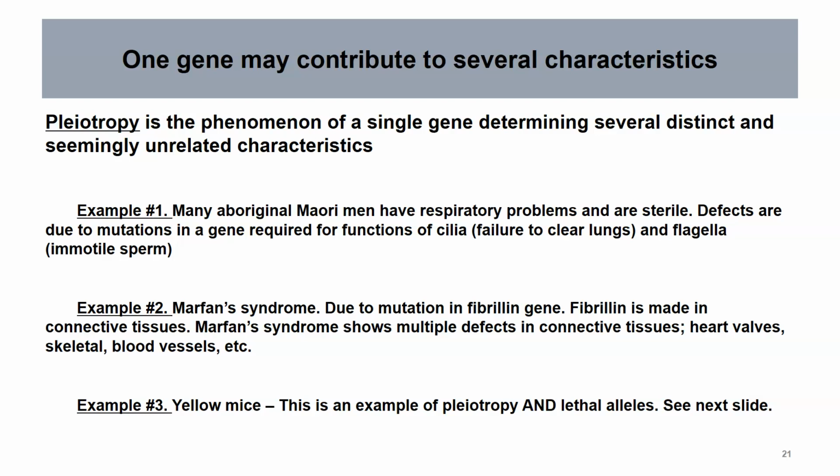The third example comes from mice. And in this example, there's a famous story of a mutant mouse called the yellow mouse. And I'm going to give you a little bit of background about that in a second. But first of all, this is an example of pleiotropy because it affects the fur color phenotype of the mouse, and it also affects the viability of the mouse. So it's two things, fur color and viability. It's an example of both pleiotropy and the next topic we'll consider, which is lethal alleles.